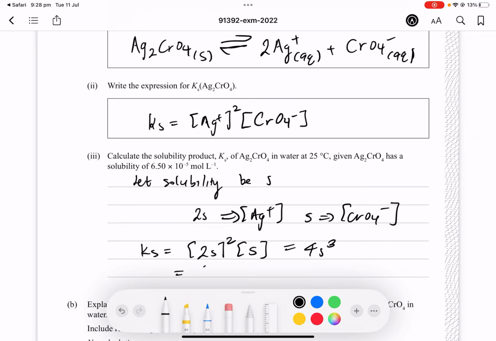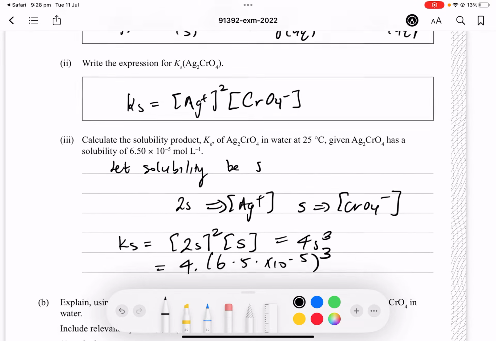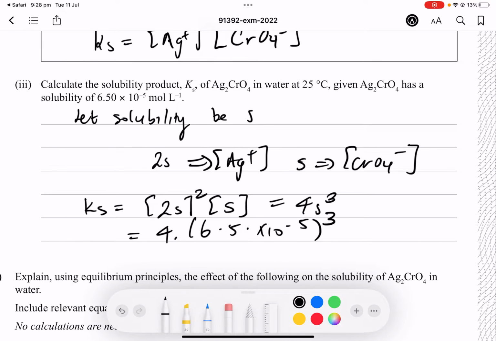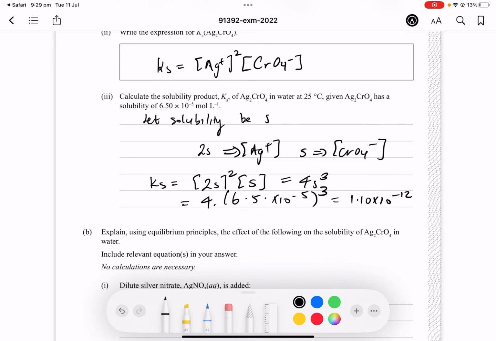And therefore, 4 times the solubility, which is given as 6.5 times 10 to the negative 5, to the power of 3, should give us our answer, which is going to be equal to 1.1 times 10 to the power of negative 12. So that will be our answer for the solubility product Ks at 25 degrees. And this will be a merit level question for part 1, 2, and 3. So this is a merit level question if you can get up to this step here.